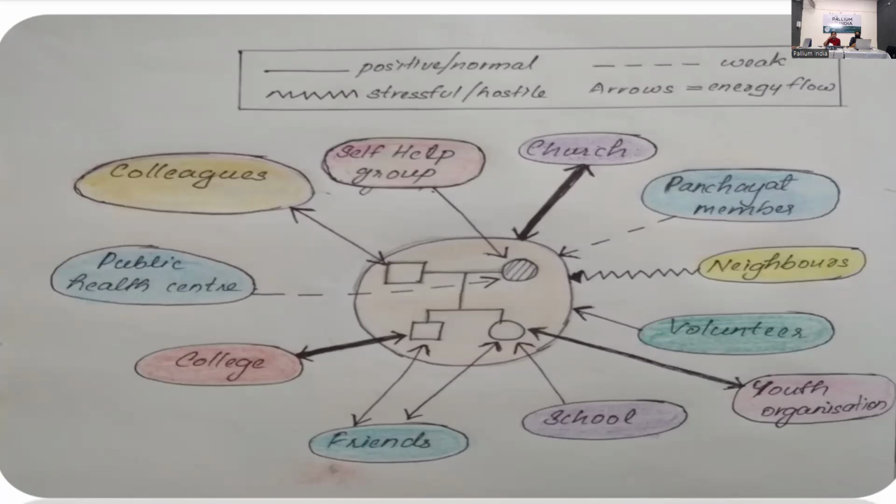So the neighbors are showing a hostile relationship with the patient and the family, but they are getting support from other NGOs and the volunteer and self-help groups, etc., right? So this eco map literally shows what support system they are getting from the environment, from the society. Maybe it could be a religious group, it could be a charity, it could be an NGO, it could be anything, right?